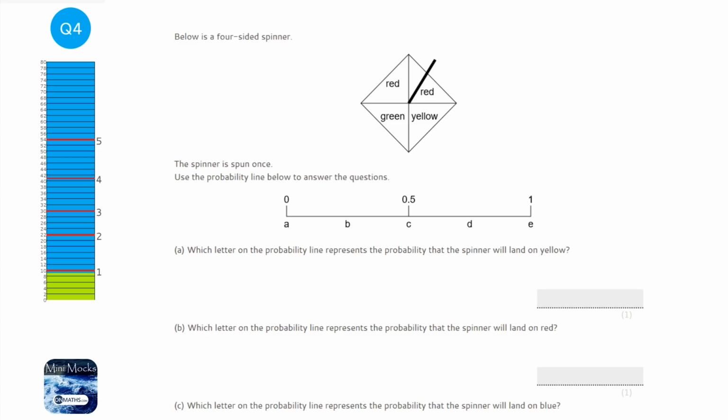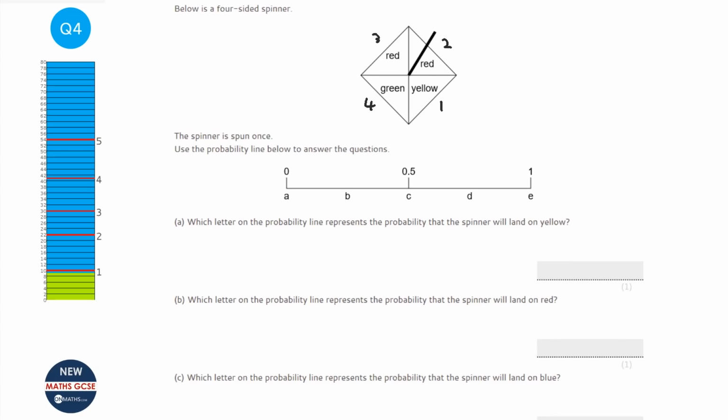So the first thing to look at in this question is how many sides has the spinner got? So we've got 1, 2, 3, 4 equally sized, equally spaced out sides of that spinner. So any one of those colours is going to be a quarter chance. So let's have a look. What letter of the probability line represents a probability the spinner will land on a yellow? So there is 1 yellow on that spinner, and so therefore it's going to be a quarter chance.